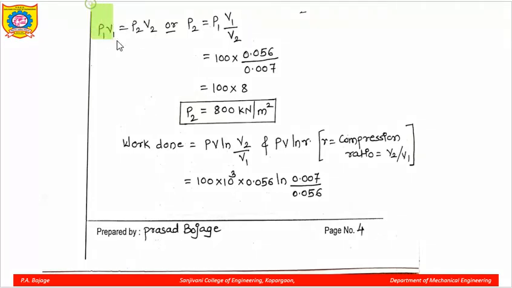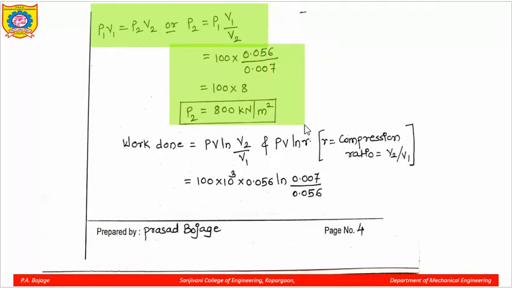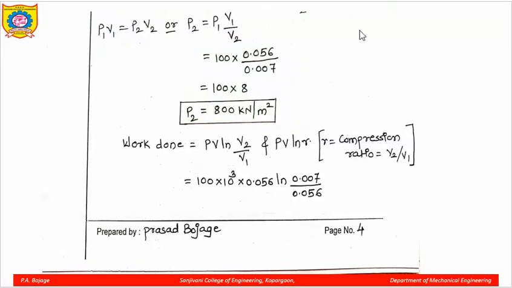Now, P1 V1 is equal to P2 V2. So, from this you can find the value of P2, by putting the values. P2 is equal to 800 kilonewtons per meter square.